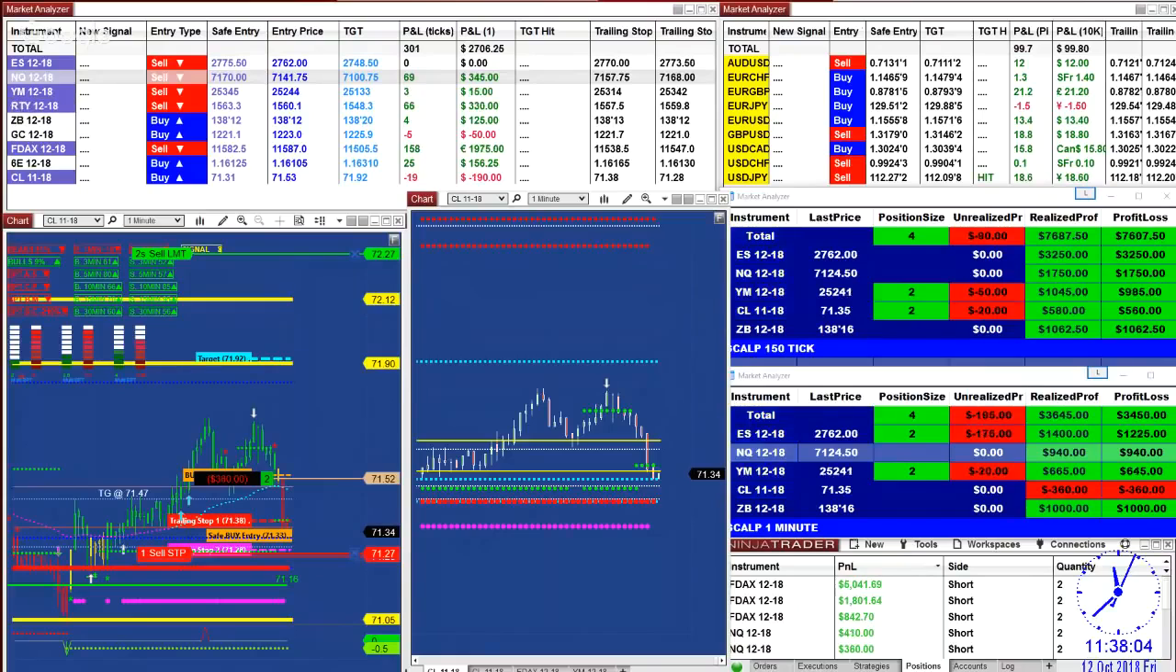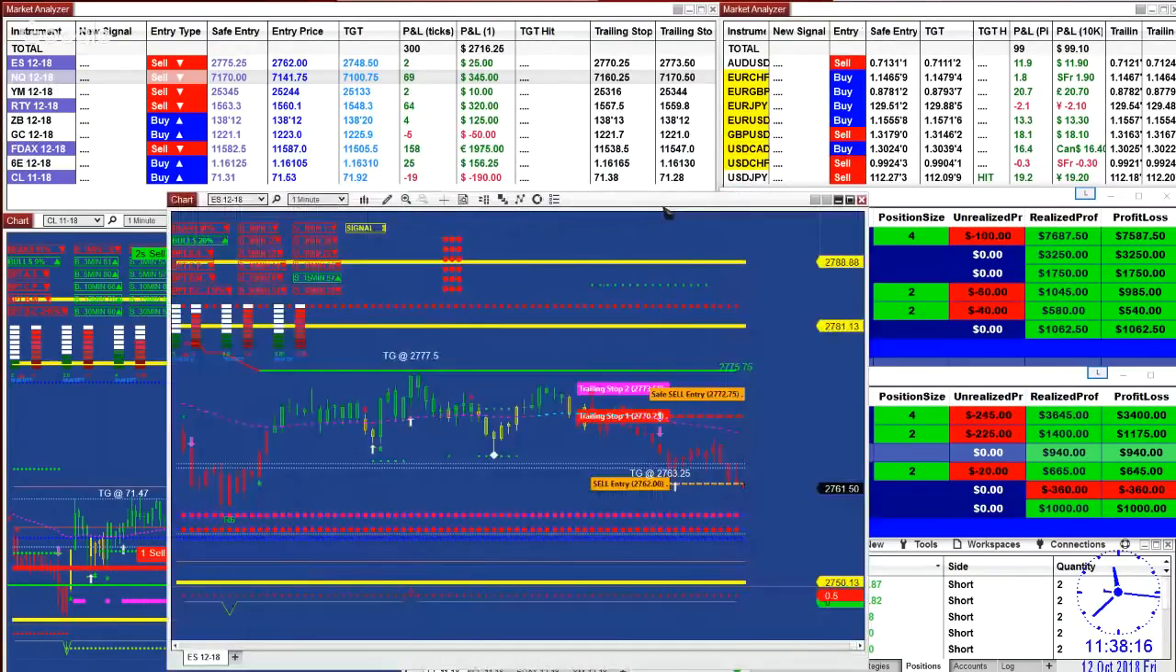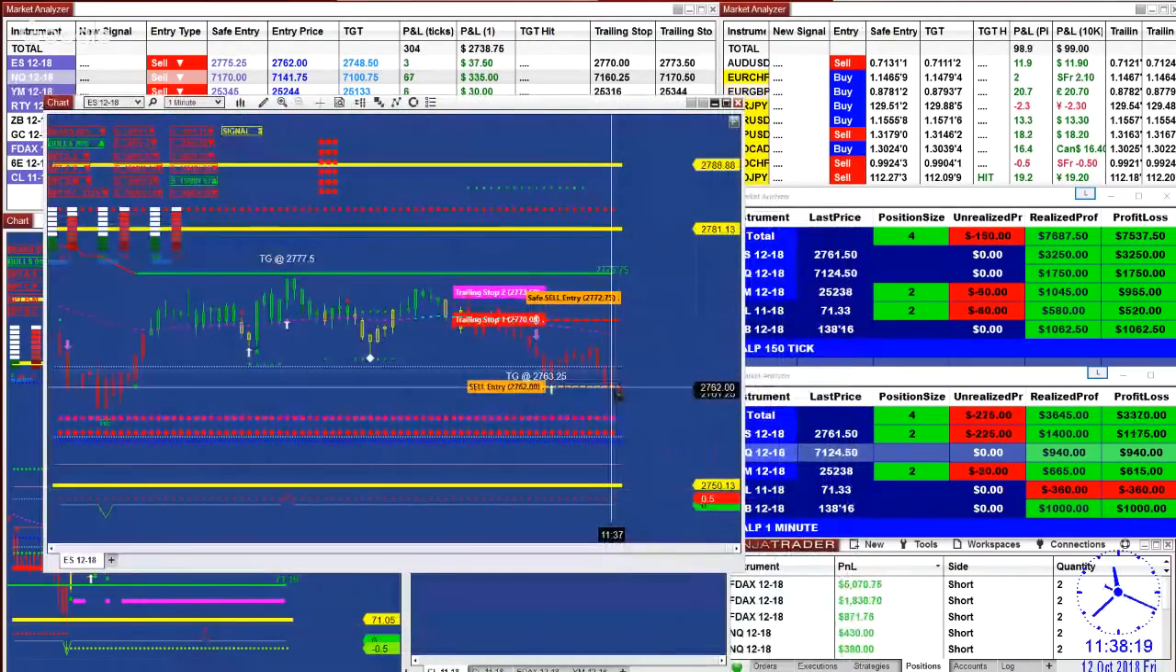This is exactly the number for the ES, the entry. The entry on the ES on a sim is 2762, 2762. And here is your CL, 2762. And now we are going down with that.